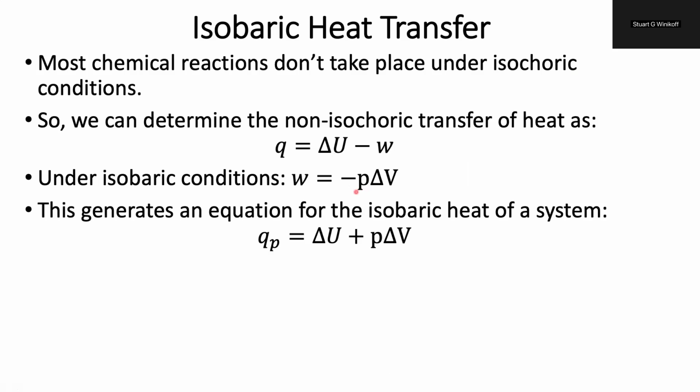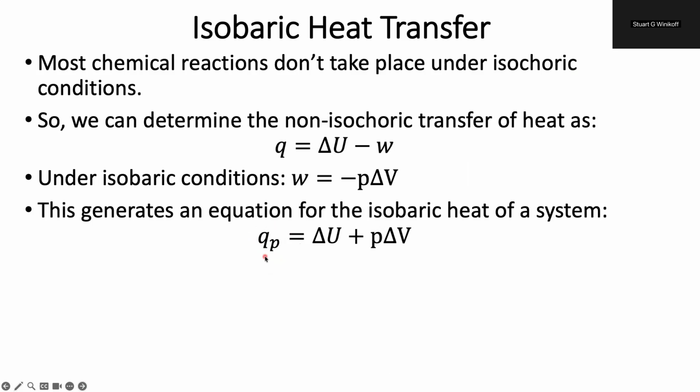Now, this generates a fairly nice equation for isobaric heat. So the isobaric heat is just going to be the change in internal energy, which again comes from CV delta T, plus that constant pressure times that change in volume. Again, note, technically, this is going to refer to constant external pressure, not constant system pressure, and that can cause some issues. But we now have a nice constrained heat equation.